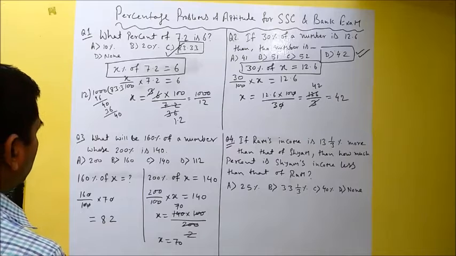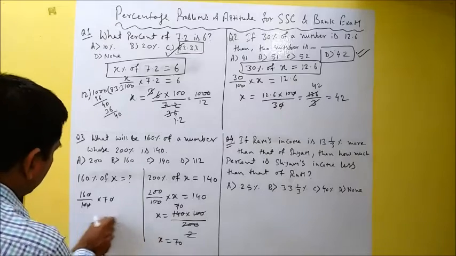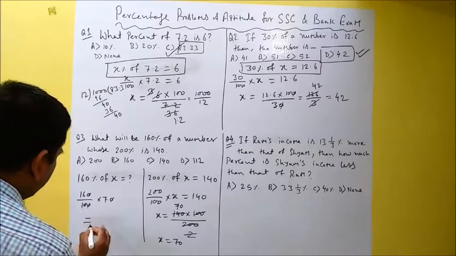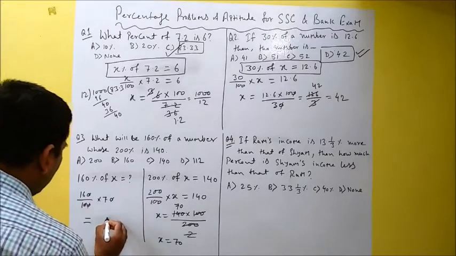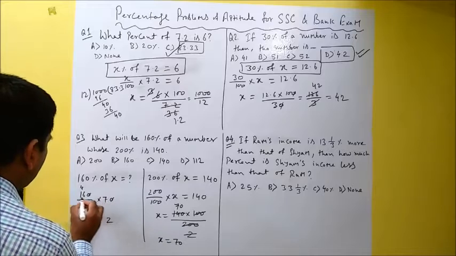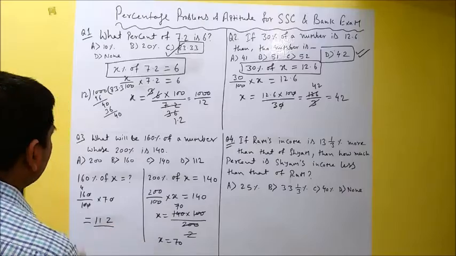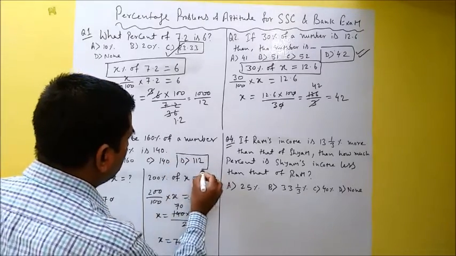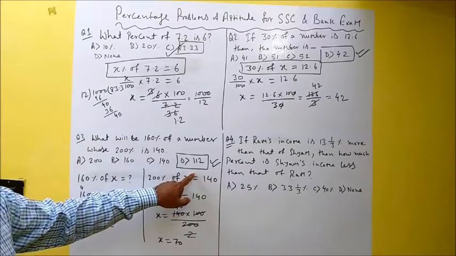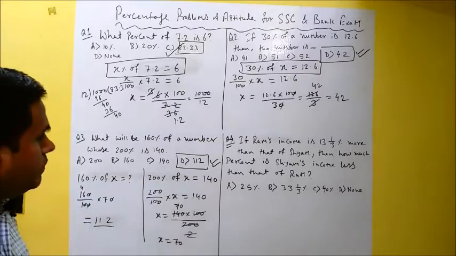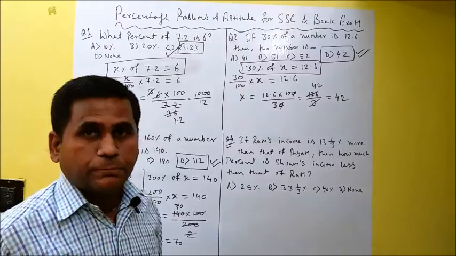If you multiply 16 into 7, 7 6s are 42, 2, 7 4s are 28 plus 4, 7 plus 4 is 11. So 112. If you see here, the fourth option, D, 112, is the correct answer. Now we have solved 3 questions. Let's move on to the fourth question.